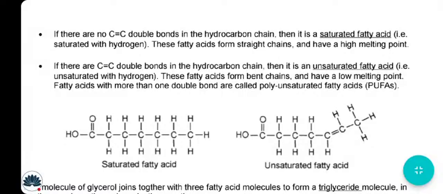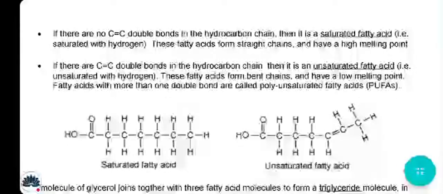While in the unsaturated, you can see that there are two carbons which are not having the hydrogen attached to them due to the double bond. Due to the double bond, there might be possible chances that this is unsaturated with hydrogen. They require hydrogen. Okay, they are unsaturated. Plus, they are not just a straight chain. You can see that it forms a bend in the chain, and this bend shows you that this is unsaturated.